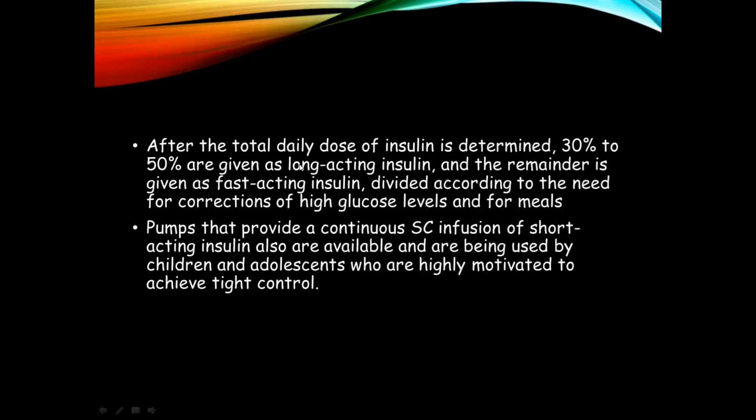So after the total daily dose of insulin is determined, 30 to 50% is given as long-acting insulin, and the remainder is given as fast-acting insulin, which is divided according to the need for corrections of high glucose levels and for meals. Then in some countries, we also have pumps that provide a continuous subcutaneous infusion of short-acting insulin. They're also available and are being used by children and adolescents who are highly motivated to achieve tight control.